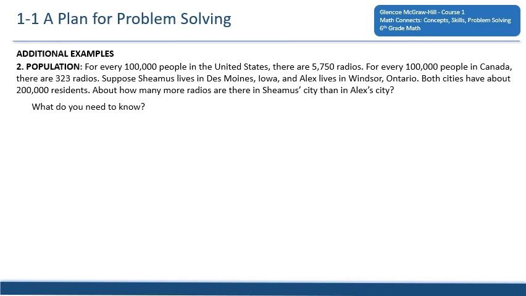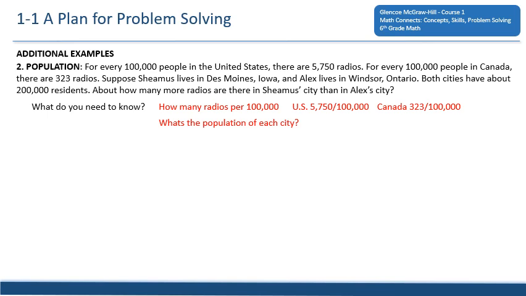So what do you need to know? How many radios per 100,000, right? So in the US, it's 5,750 per 100,000. That means that's the ratio for Seamus's city of Des Moines, Iowa. And in Canada, it's 323 per 100,000, which is what it would be in Alex's city of Windsor, Ontario. So what's the population of each city? They told us in the question that there's 200,000 residents in each city.